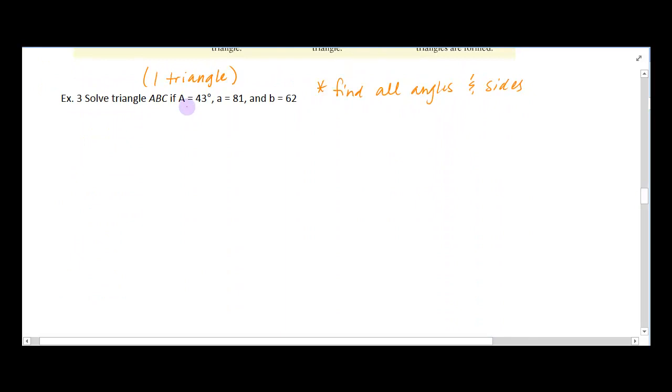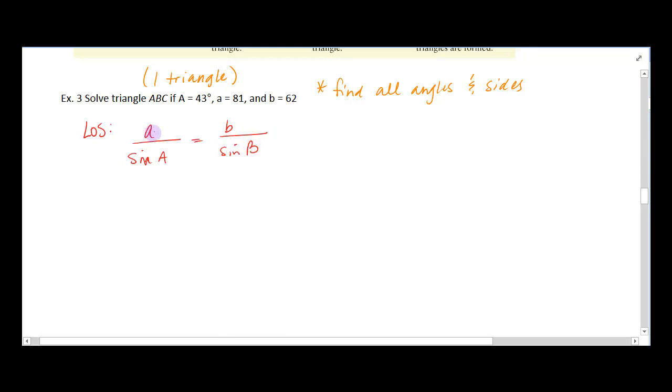In this first one, we have triangle ABC. We know angle A, we know side A, as well as side B. So that's what we're going to look at, and we want to find all of the angles and sides of this triangle. So the law of sines says I can use the law of sines ratio as long as I know a side and its corresponding angle. So we're going to use that part first. So I have side A divided by the sine of angle A equal to side B divided by the sine of angle B.